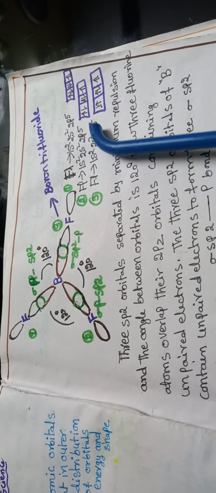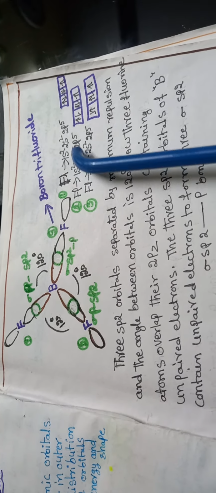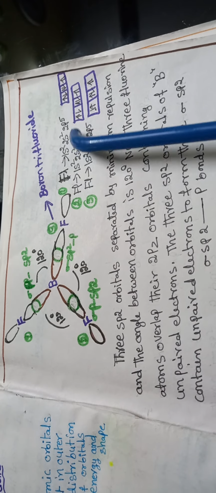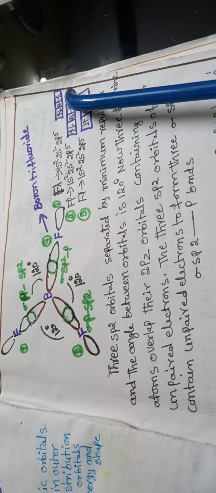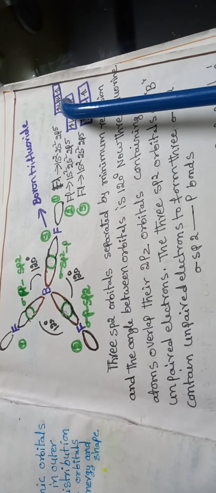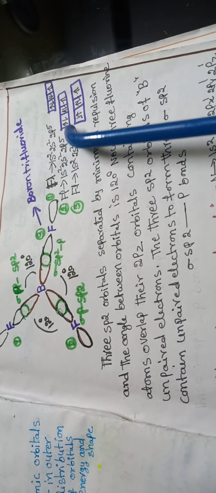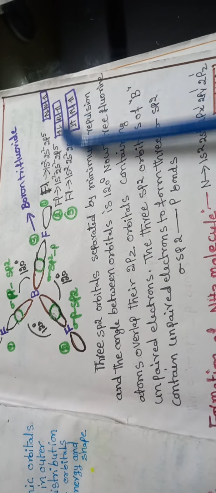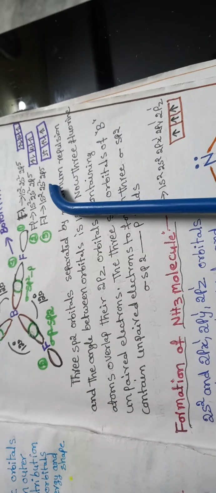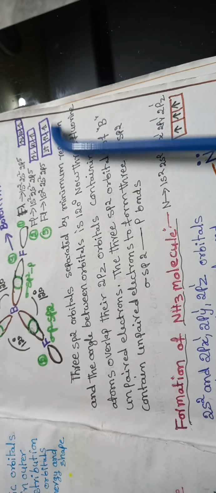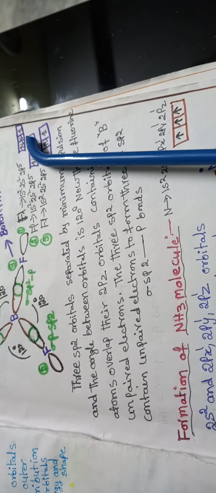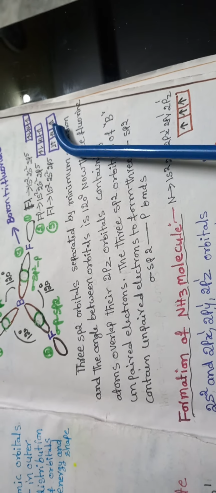Next, fluorine. Fluorine electron configuration is 1s2 2s2 2p5. So the electrons fill the orbitals like this. Second, fluorine is also arranged in the orbitals. Third, fluorine electrons are also arranged like this. So in the last orbital, an unpaired electron is there.